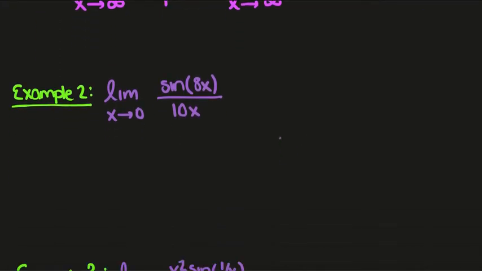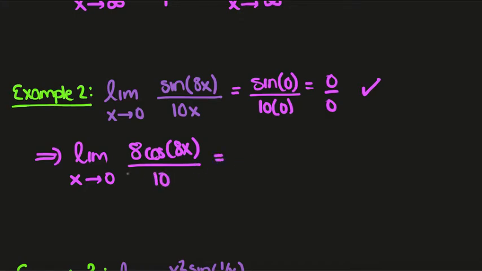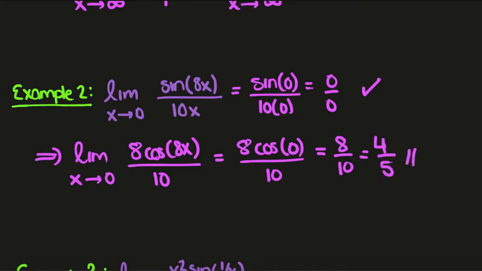Okay, let's look at another example. Here we have the limit as x tends towards 0 of sine 8x over 10x. Now sine of 0 divided by 10 times 0 gives us 0 over 0. So again, we get an indeterminate form, and we can apply L'Hopital. The derivative of sine 8x is 8 cos 8x, and the derivative of 10x is 10. Now I can evaluate this limit. I put x equals 0 and I get 8 times cos of 0 over 10. Cos of 0 is 1, so I get 8 over 10, which is 4 over 5.